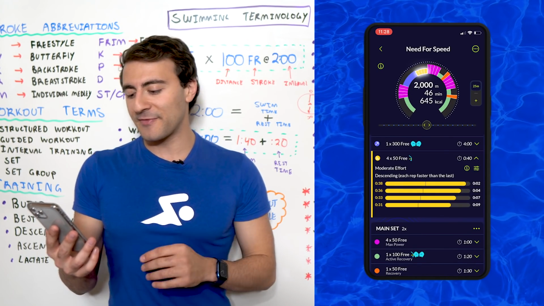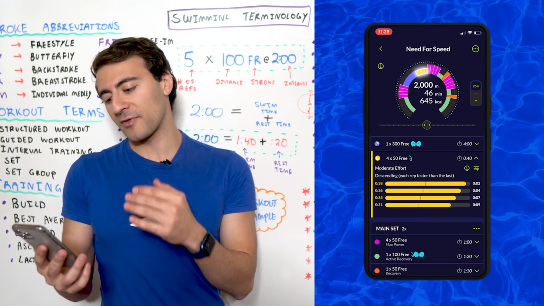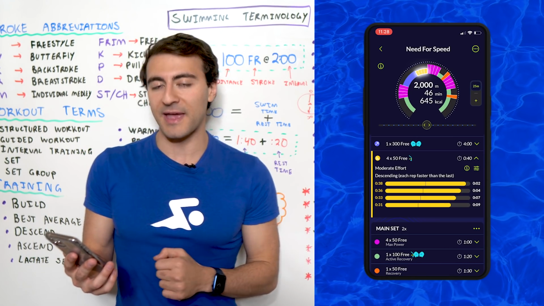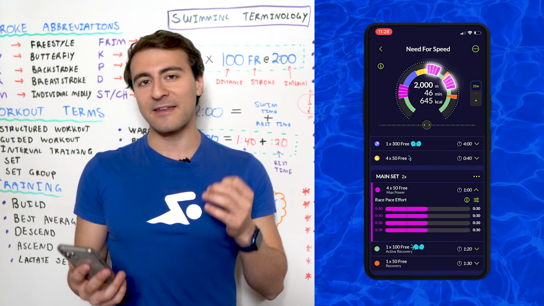Then we're going to go 4 x 50s freestyle at the 40. Those are going to be with a snorkel. It looks like they're a shorter rest interval. The 40 is a pretty good pace. And then we're going to go to the main set. The main set, we're focused on speed. The name of the workout is Need for Speed.